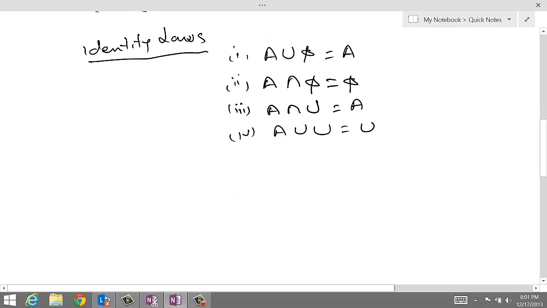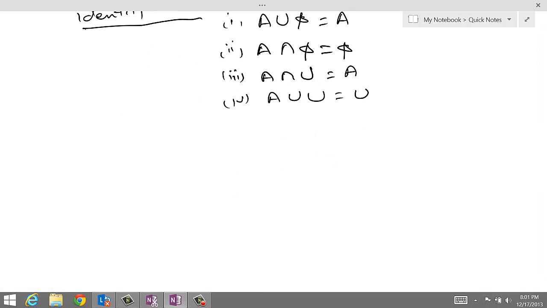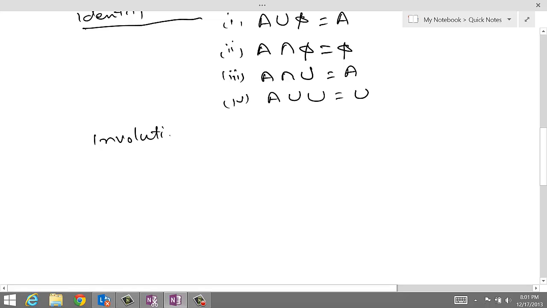And now we take a look at involution laws. Involution laws are that if we take the complement of the complement of a set A, then this is going to be A again.